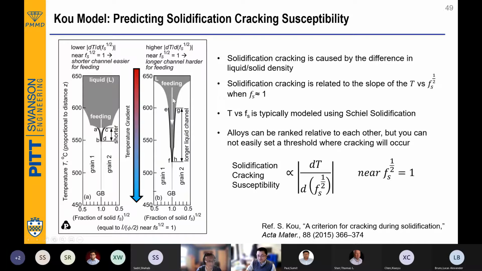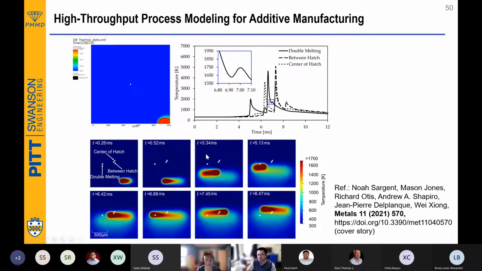If you have such a long channel developed through the dendritic structure during solidification, then the liquid is hard to fill in, right? So potentially there will be a lot of gaps, and therefore it's easy to form cracks and pores. You want this gradient to be small and the phase fraction to be larger and faster to fill these gaps. So that's a very simple idea.